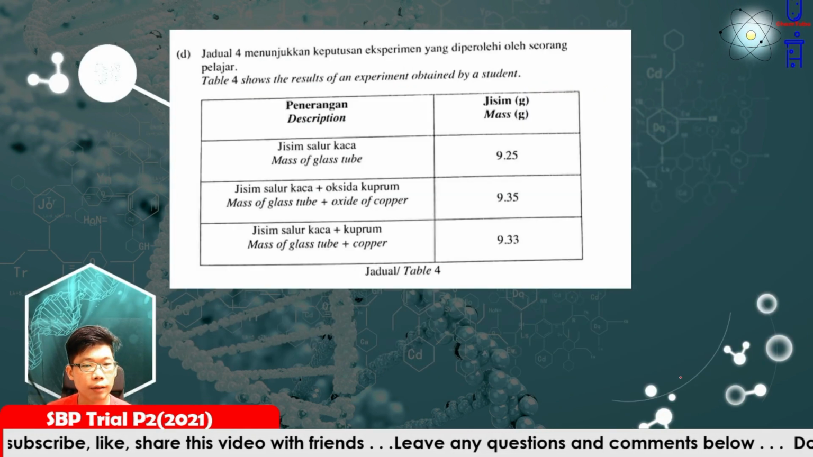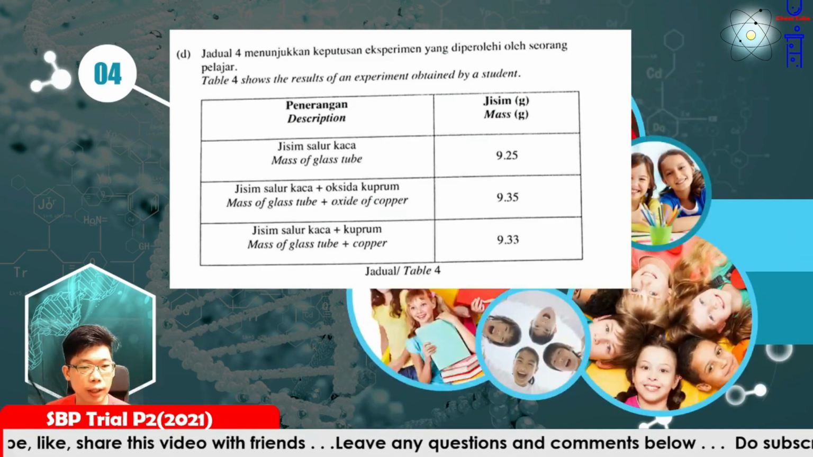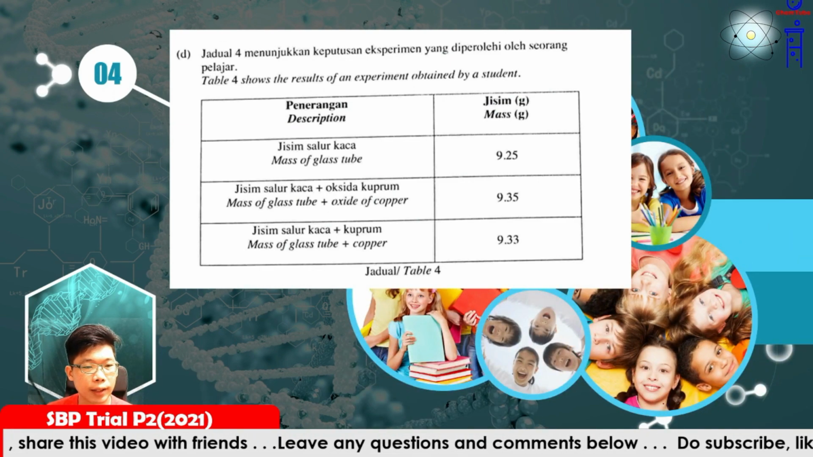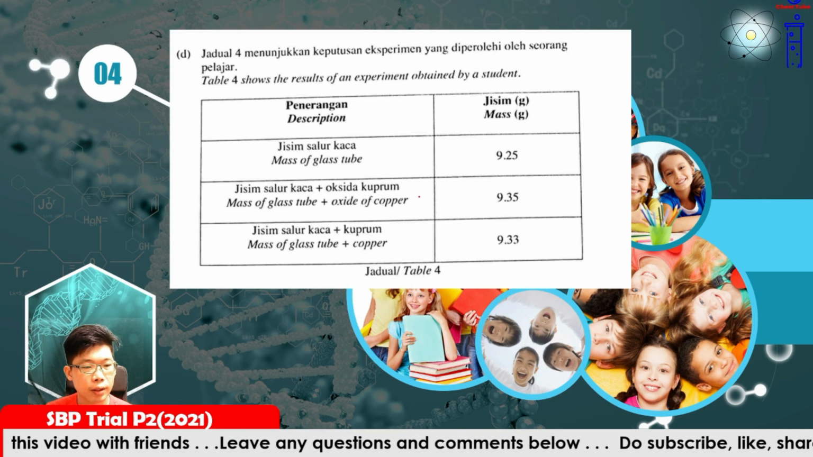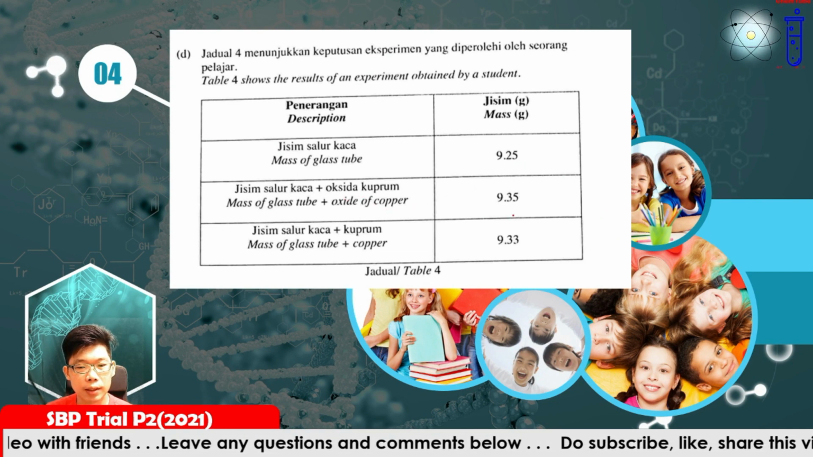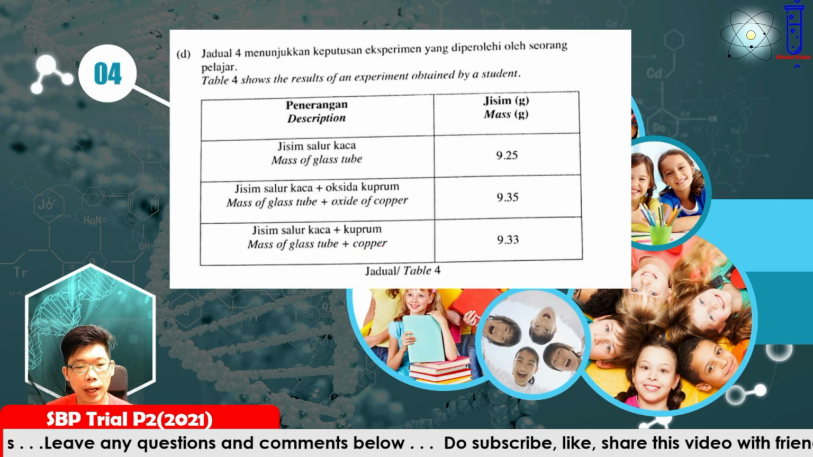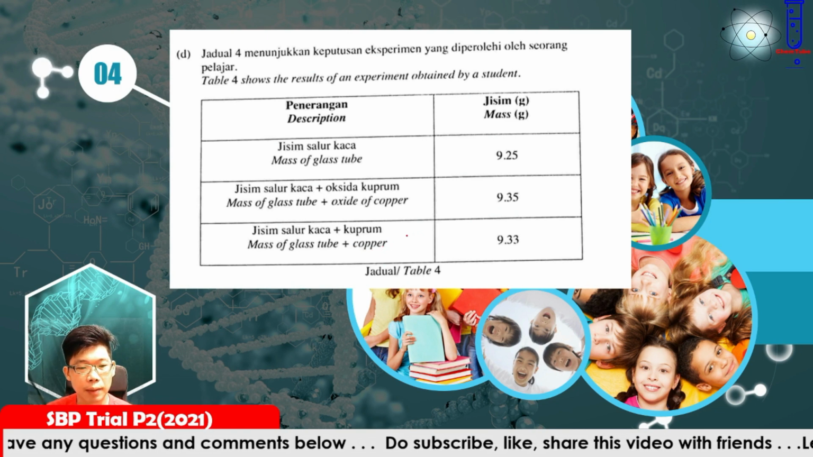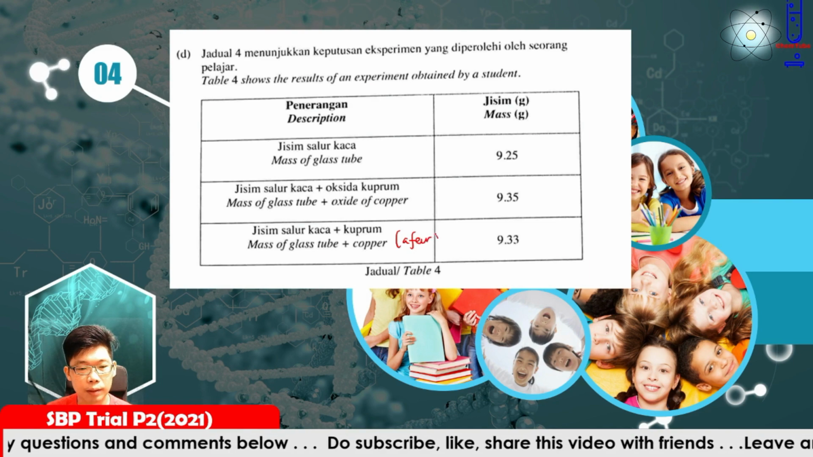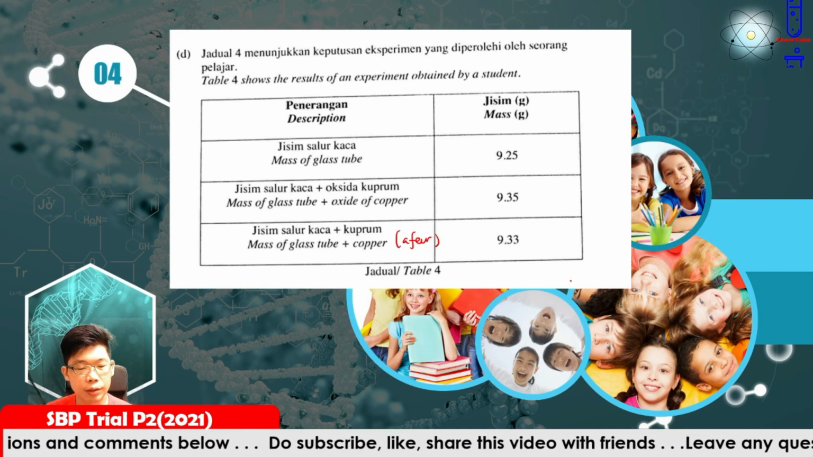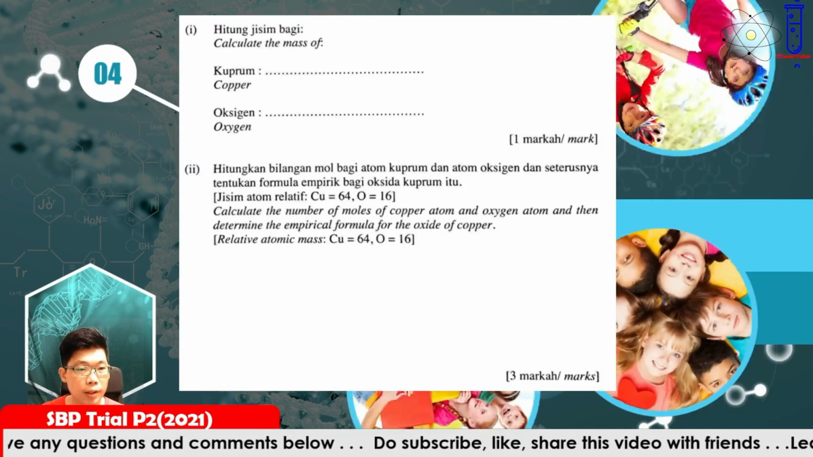The table shows the result of the experiment obtained by a student. Mass of the glass tube is 9.25. Glass tube plus the oxide of copper is 9.35. Mass of the glass tube with the copper, this one is after the experiment, is 9.33. Calculate the mass of copper.